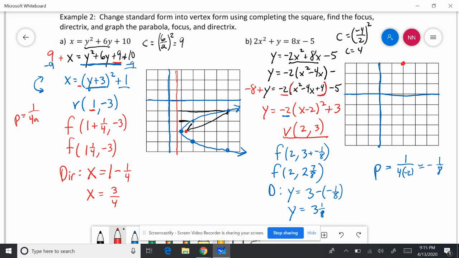I'm looking at my a value, and that's -2. Y means up or down. Since it's a -2, it means it goes down 2. And then when we square something, it's two-way. So 2 squared is 4 times -2 is -8. 1, 2, 3, 4, 5, 6, 7, 8.